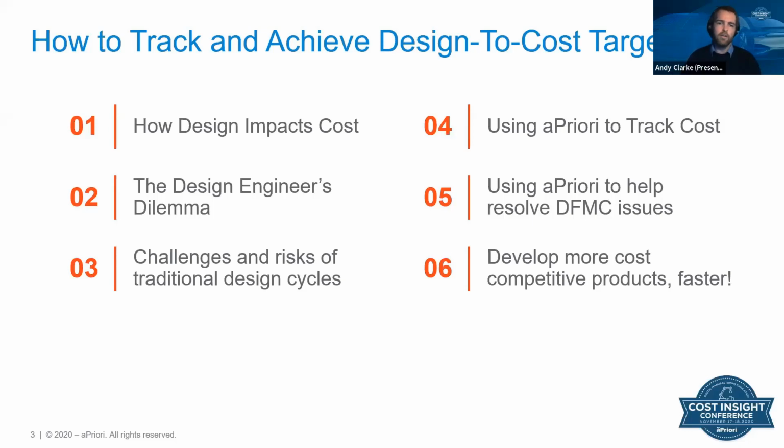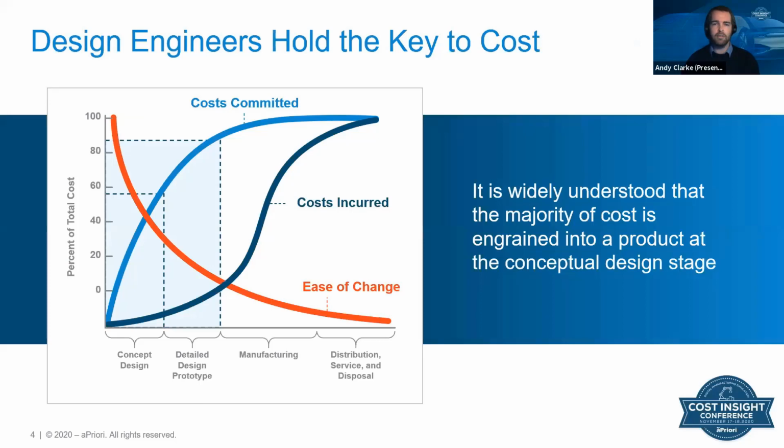Okay, so on to the first topic here. Design engineers really hold the key to cost. It's widely understood that the majority of costs, so just almost 60%, is committed at the design concept stage. So this is the area where you've done most of your physical development of the part. You might know what it looks like. You might have a CAD model. You might even have some FEA analysis done. At this stage, the majority of your committed design cost is locked in.